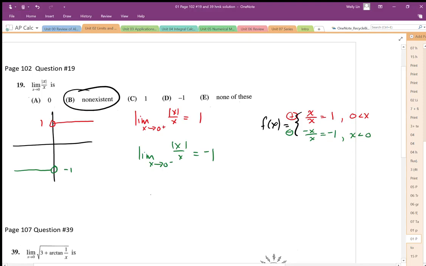The limit as x approaches 0 does not exist. They exist as one-sided limits, but they do not exist as two-sided limits.